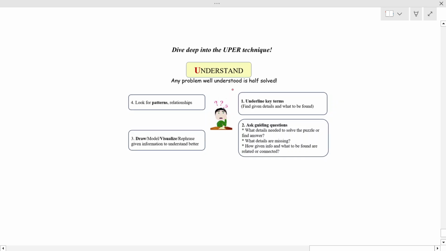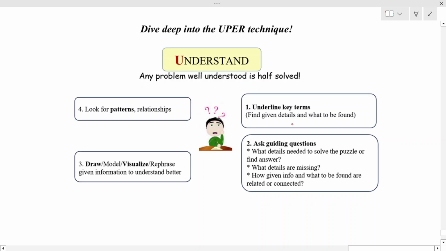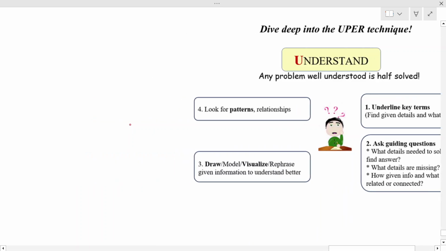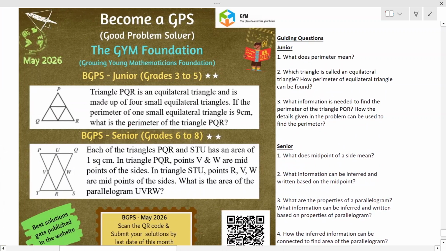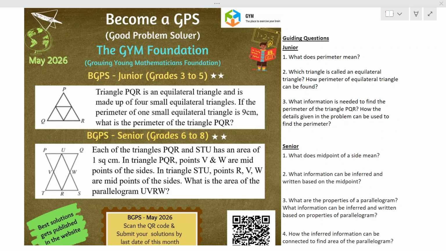How to understand a problem better is by underlining the key terms, finding the given details and the question that has been asked, and inferring the details from the given points by asking guiding questions, visualizing and rephrasing, and trying to find patterns and connections. There are different techniques which can help you understand a problem better. So let's see how this geometry problem can be solved by applying the UPER technique. Let's start reading it.